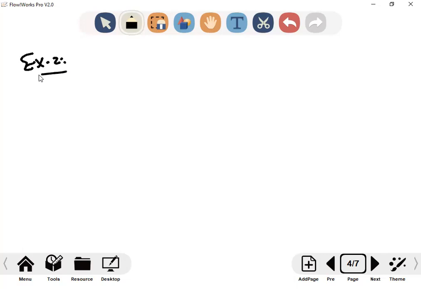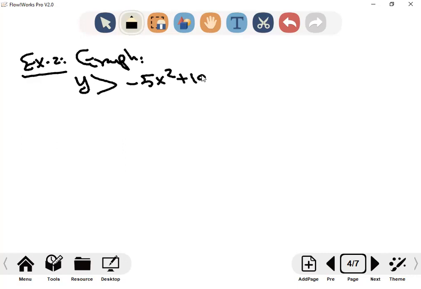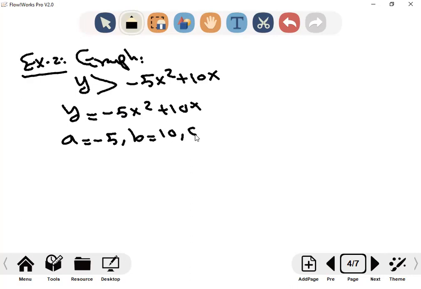Example 2, a graph the solution of y more than negative 5x power 2 plus 10x. Focus, please, guys, please. This is example 2. You want to copy it? It's okay. يلا. Y equal negative 5x power 2 plus 10x. A, negative 5. B, 10. C, 0. X equals minus B over 2A.